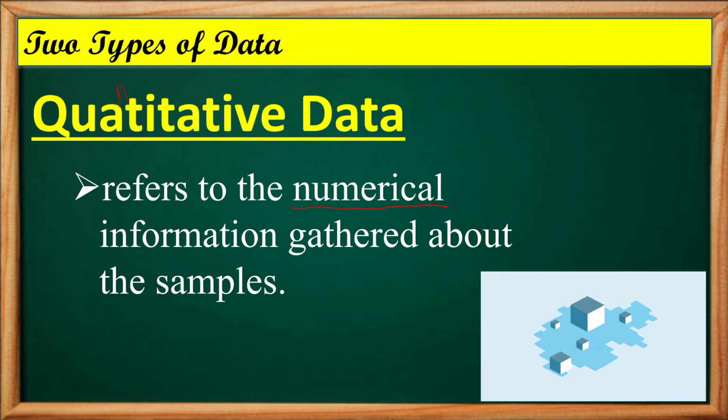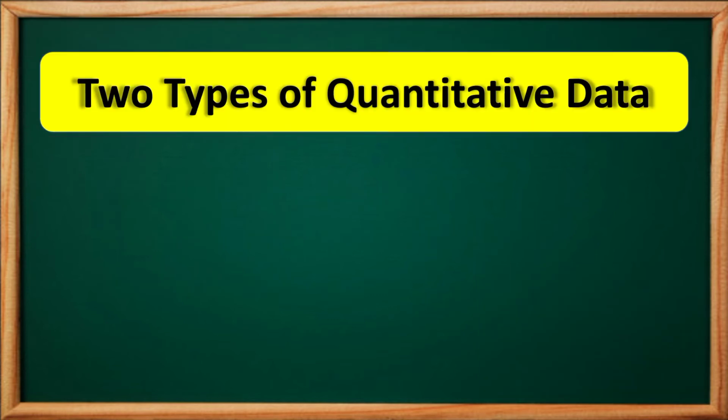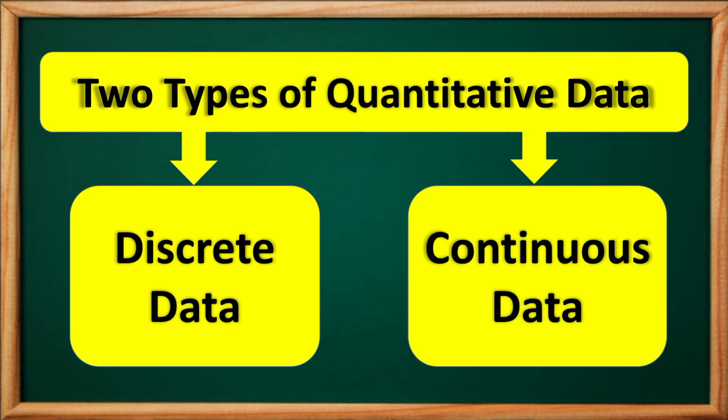And doon sa qualitative, hindi siya number. Specific siya. Brown, white, or black. Diba? Okay, yun ang pagkakaiba ng qualitative at saka quantitative data. Quantitative data, we have two types. The discrete data and the continuous data.